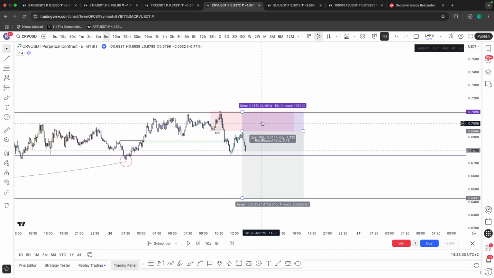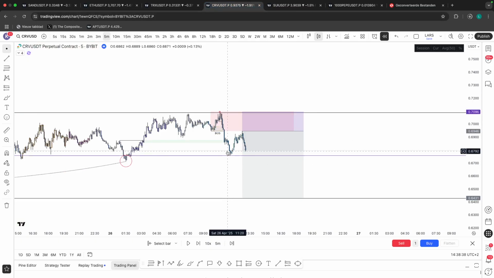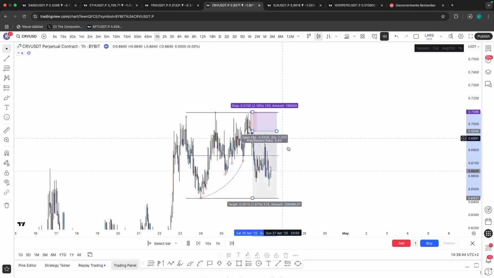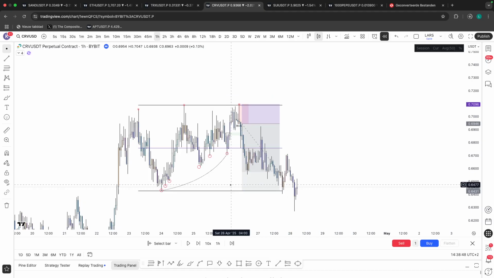If you compare this pullback to the pullback we talked about on ETH, you can see the difference. Lots of time in between before mitigating extreme supply, and right here, just an immediate retest going lower. Now from there, price simply made its way overall back down towards that range low, hitting the take profit target.